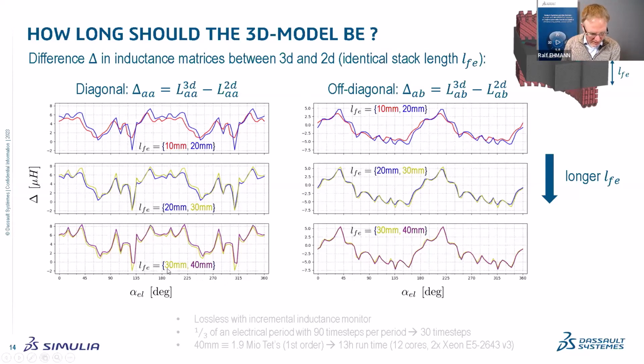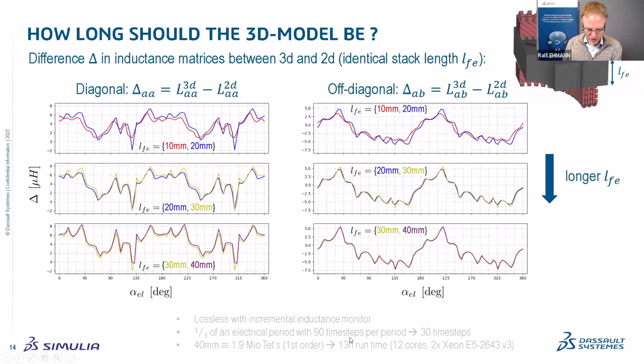When we look at these plots, you see that the difference becomes lower the longer the machine gets. From this, we conclude that at 40 millimeter, the complete behavior of the overhang is incorporated in the inductance matrix. So there is no reason to simulate a machine longer than 40 millimeters to extract this. And 40 millimeter is already something, but the good thing is we can still simulate it in one night.